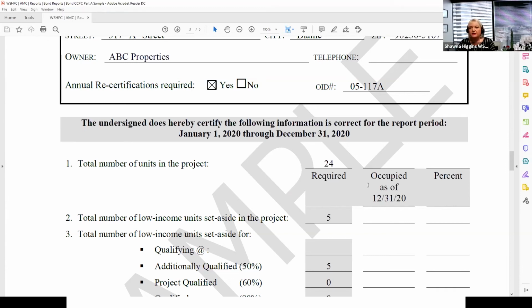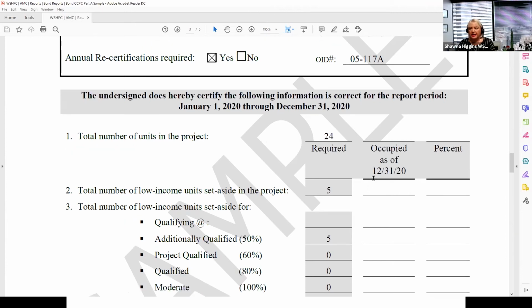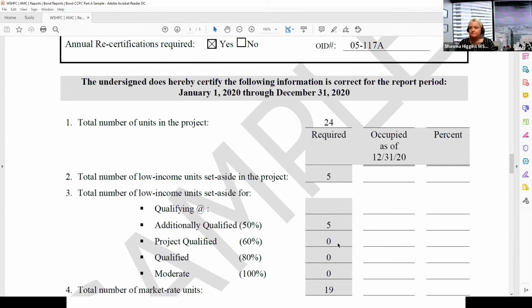So you're going to give us what is currently happening as of 12/31/20. Okay, so here it tells you how many units you have in the project, and then right here shows you how many set aside units you have, and then down below it's going to tell you the AMI, how many per AMI. So for instance, this one has 5 set aside units, and all 5 of those are at 50%.